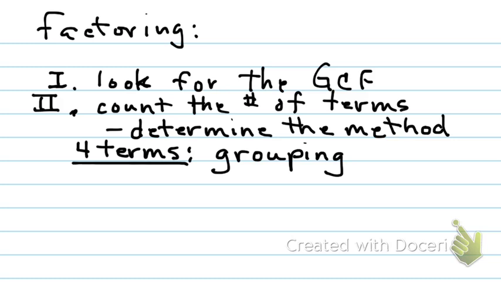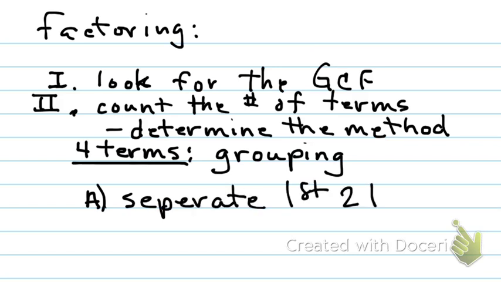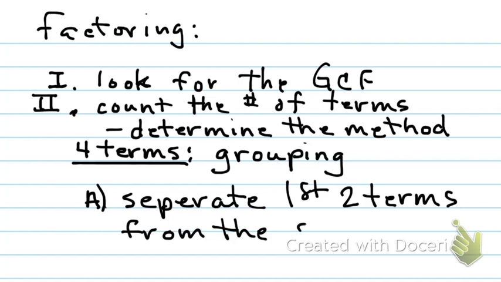So really all we're doing is finding the GCF again. Okay? But we can't do it for all 4 terms at one time because there's not one. So what we're going to do is factor by grouping. So let's look at the steps for factoring by grouping. The first step for factoring by grouping, okay, is to simply separate the first 2 terms from the second 2 terms.